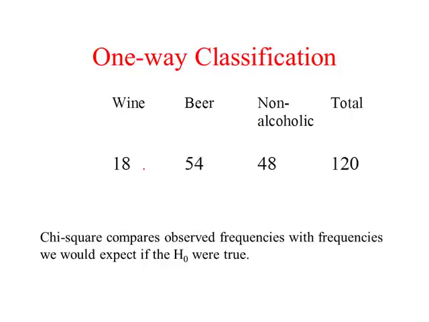So what we do in our chi-square test is we compare our actual observed frequencies, which are these values here, with the frequencies we would expect to get if the null hypothesis were true. So remember, the null hypothesis, if this were true, we would expect equal numbers in all 3 of these because there would be no preference for one or the other. So given that we have 120 people, if there was no preference for any of these over the others, how many people would we expect to choose wine?